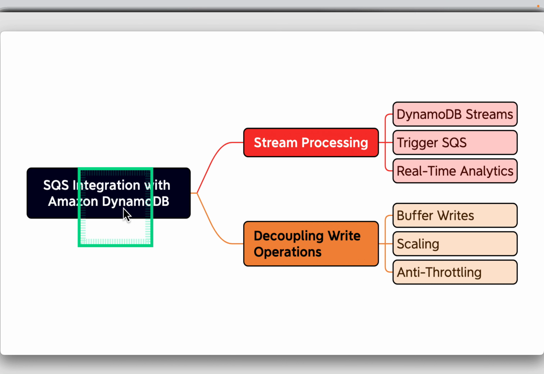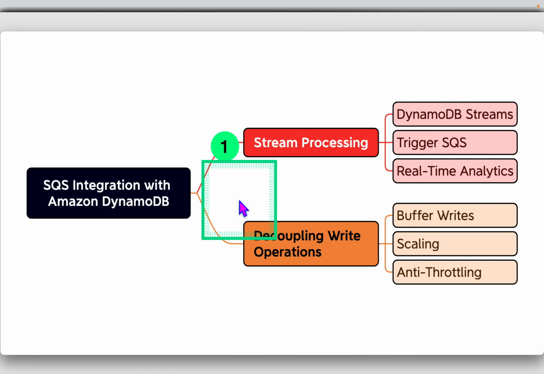SQS integration with Amazon DynamoDB. Stream processing: Amazon DynamoDB streams can be used to trigger an SQS queue for real-time analytics. Decoupling write operations: SQS can buffer write requests to DynamoDB, thereby enabling smooth scaling and protecting against throttling.